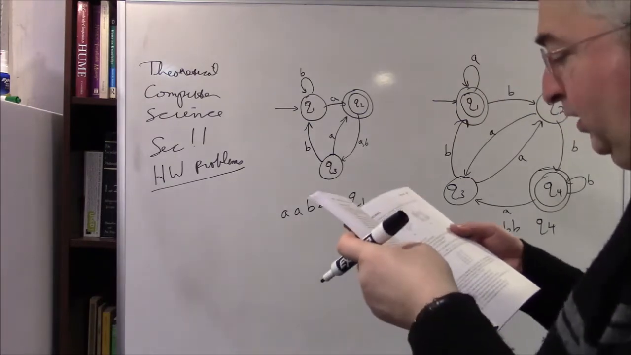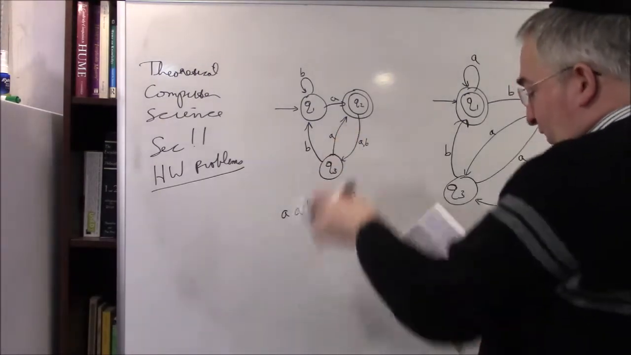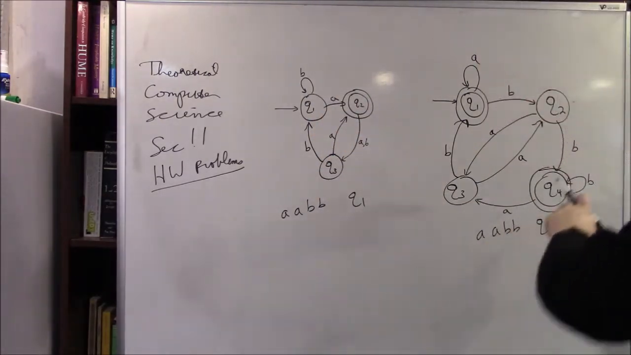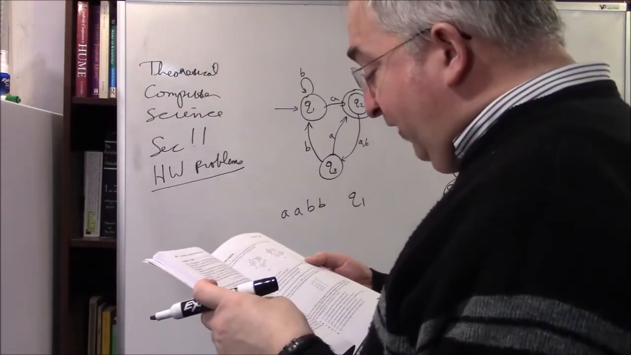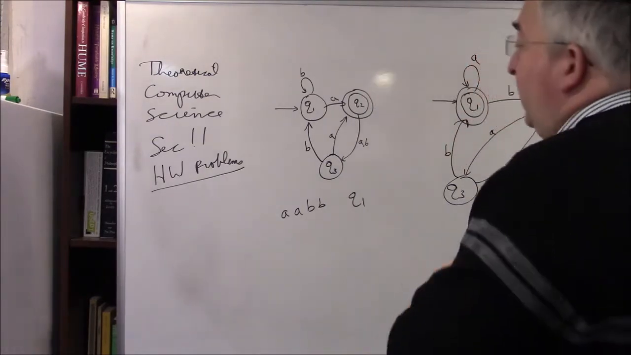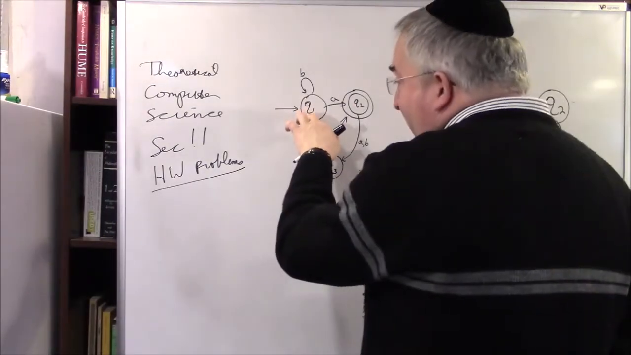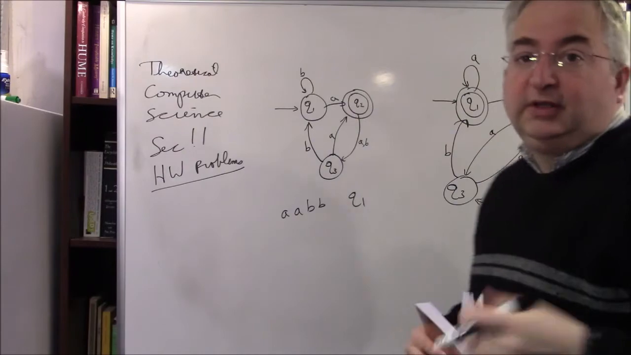Okay. Does the machine accept AABB? Here, no it does not, because it ends up in Q1. And here, yes it does, because it ends in Q4. And finally, does the machine accept the string epsilon? Epsilon is the empty word. The empty word is not accepted here. The empty word is accepted here. Okay, so that gives the answer.